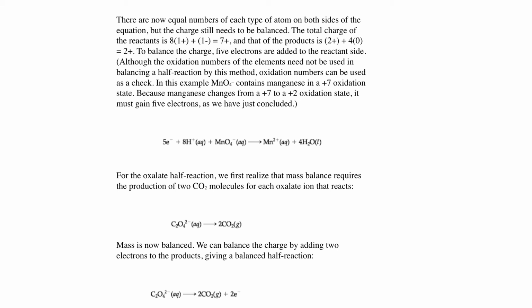For the oxalate half reaction, we must first realize that the mass balance requires the production of 2 carbon dioxide molecules for each oxalate ion that reacts. Oxalate breaks into 2 carbon dioxide molecules. Mass is now balanced. We can balance the charge by adding 2 electrons to the products, giving a balanced half reaction. Oxalate yields 2 carbon dioxide molecules plus 2 electrons.